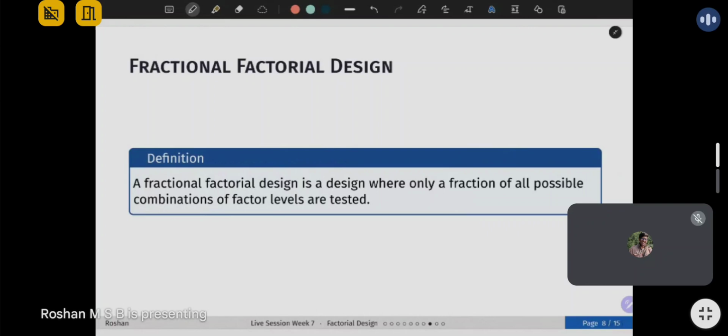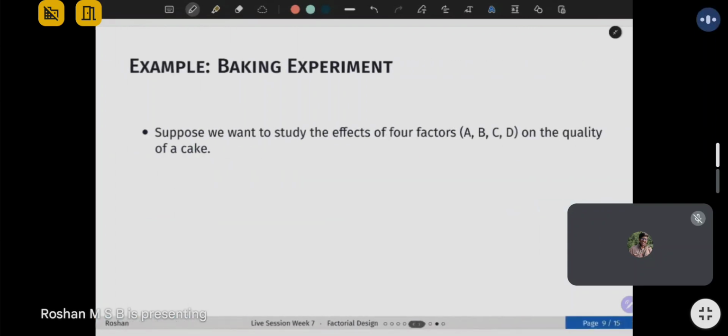In the fractional factorial design case, you only have a fraction of all possible combinations to be tested. You need not test all of them. In the previous example, there were 8 experiments. Let's say maybe you can come to a conclusion based on 4 experiments alone. Another example: you study the effects of 4 different factors, A, B, C, and D, on the quality of a cake. Each has 2 levels, low and high. In this case, we'll have to do 16 experiments.